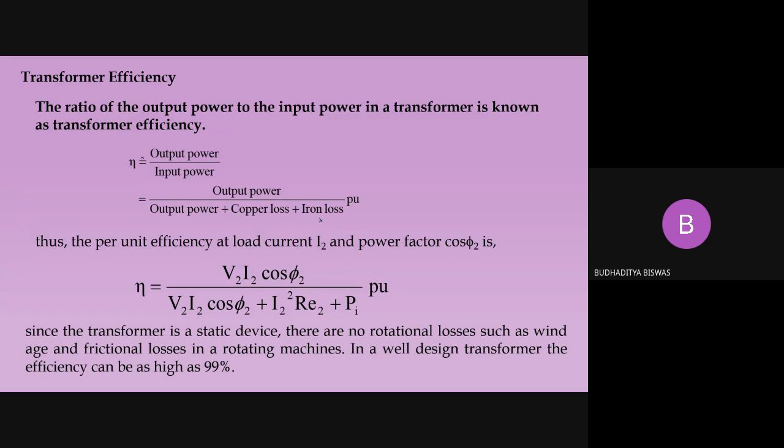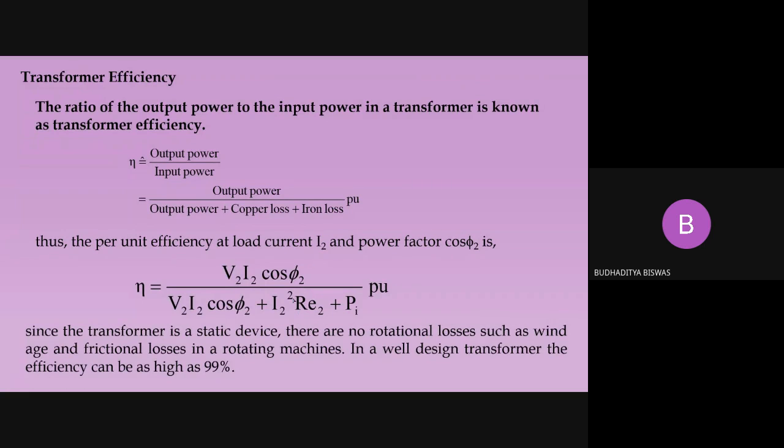So in the next class we will discuss some numerical examples, and why this is called the copper loss and why this is called the iron loss. We may call it the I square loss or the active power loss, because this is nothing but a power loss. I square loss means here a power loss.